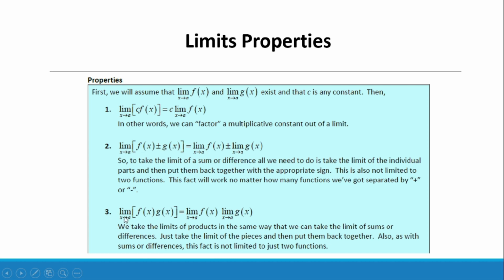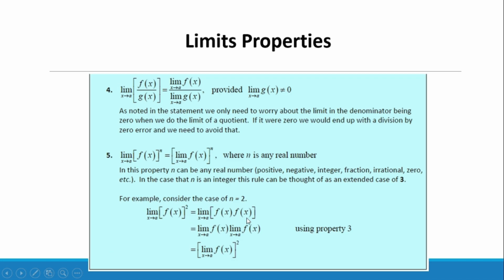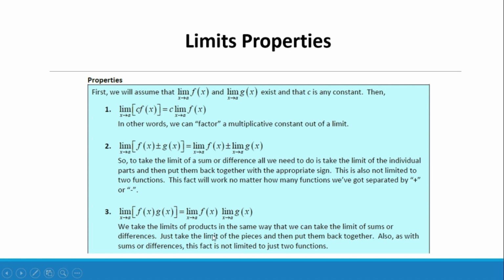Property number 3. The limit as x approaches a of f(x) multiplied by g(x) is equal to the limit as x approaches a of f(x) multiplied by the limit as x approaches a of g(x). We take the limits of products in the same way that we can take the limit of sums or differences. Just take the limit of the pieces and then put them back together. Also, as with sums or differences, this fact is not limited to just two functions.